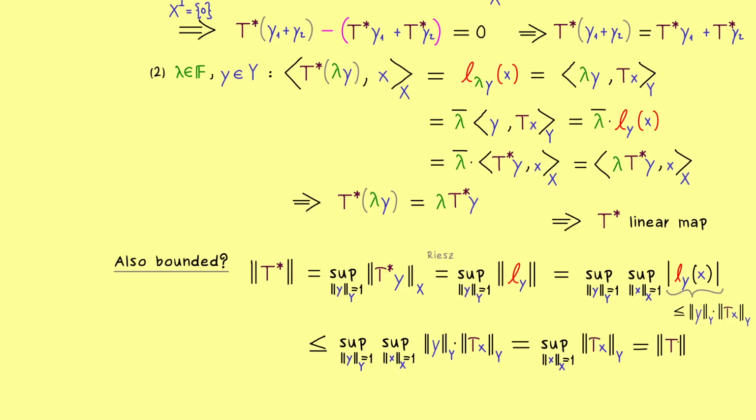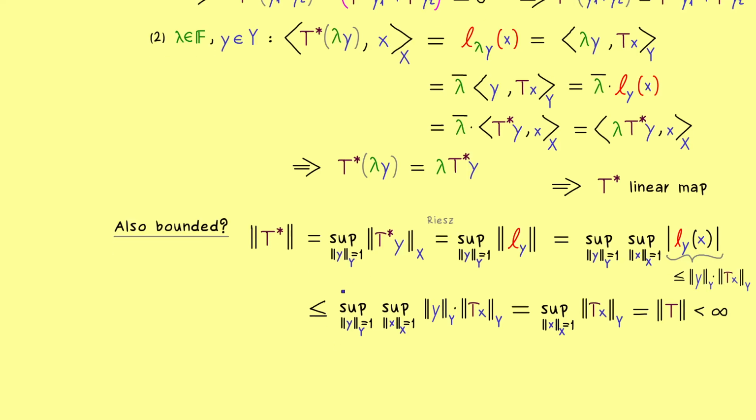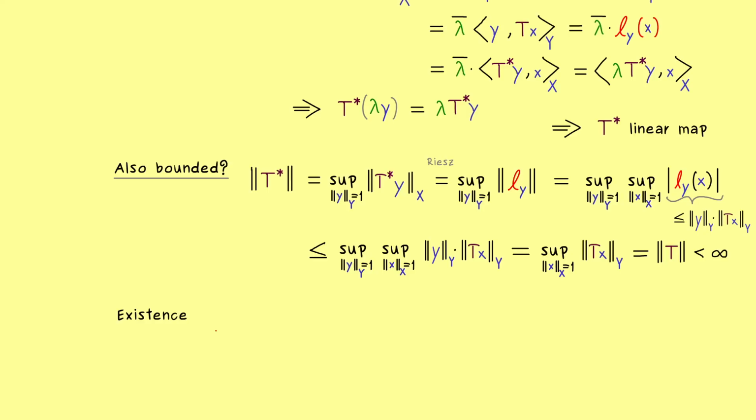Hence T star cannot have a larger operator norm than T. And therefore T star also has to be bounded. And in fact, in the next video we can also show that we actually have equality here. This means using the star operation does not change the operator norm. And now regarding the existence of T star, we see we are done. We always have this bounded linear operator we call the adjoint.